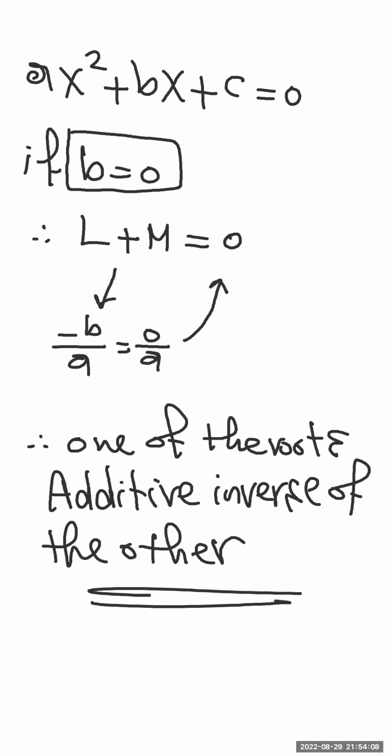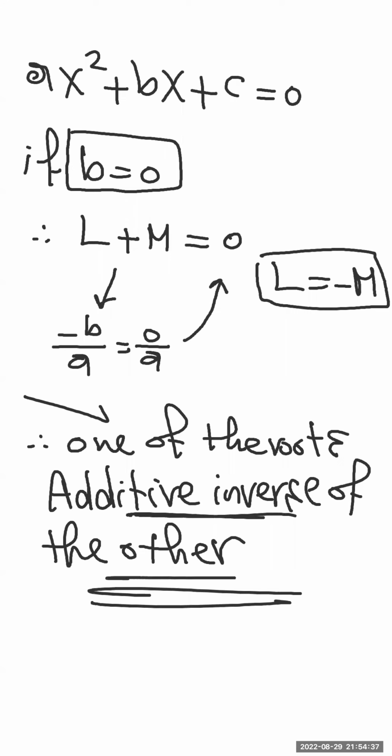So maybe in a question, it shows that b equals 0. Therefore, without solving, if I know one of the two roots, the other one will be the additive inverse of it. So here the condition is if b equals 0, the sum of the two roots equals 0. Therefore, L equals negative M, for example, right? So one of the roots is the additive inverse of the other.